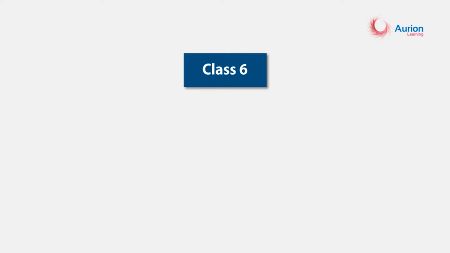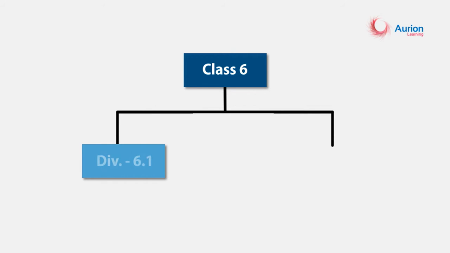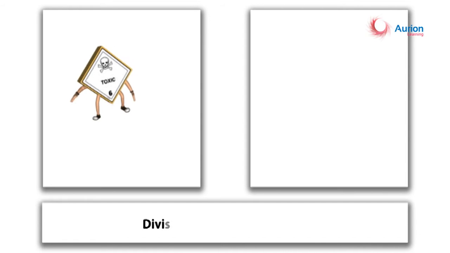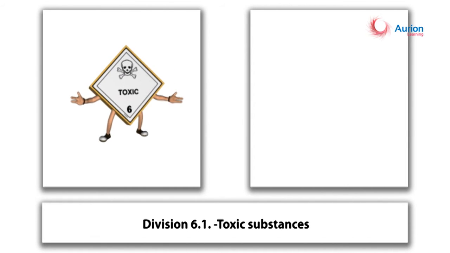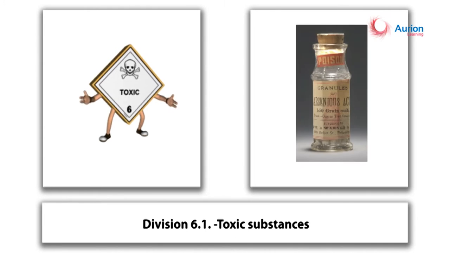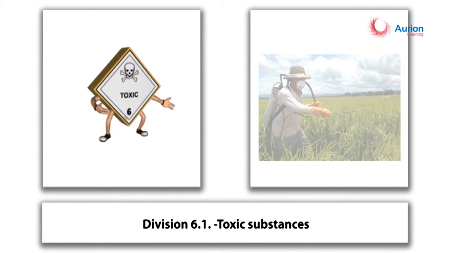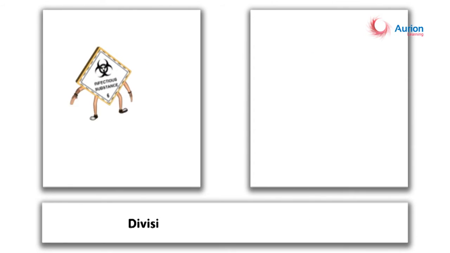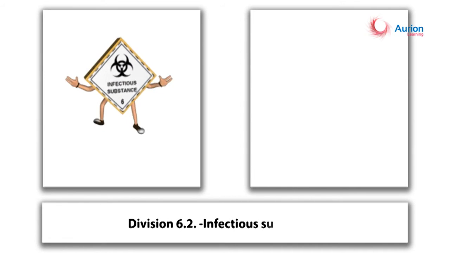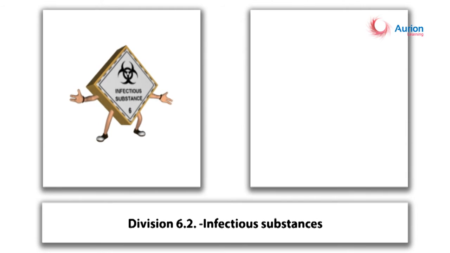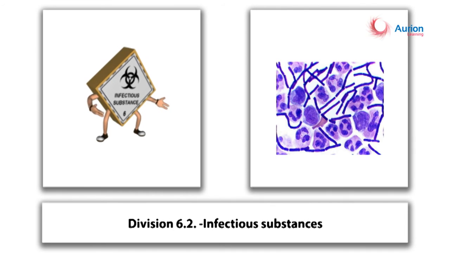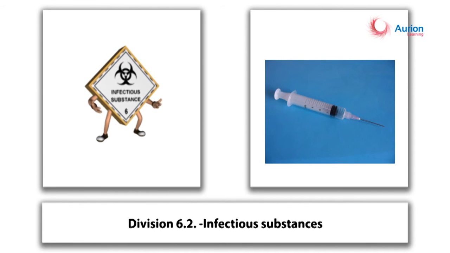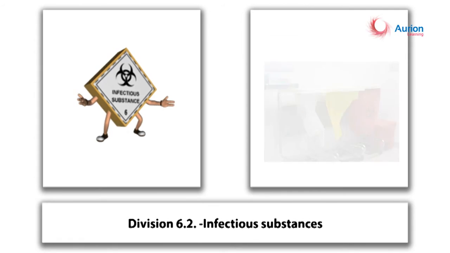Next is Class 6, which comprises of toxic and infectious substances divided into 2 divisions. Division 6.1 Toxic substances, for example, nicotine, arsenic, cyanide, pesticide. Division 6.2 Infectious substances, example, virus such as HIV/AIDS, bacteria, used intravenous needles, medical waste, etc.